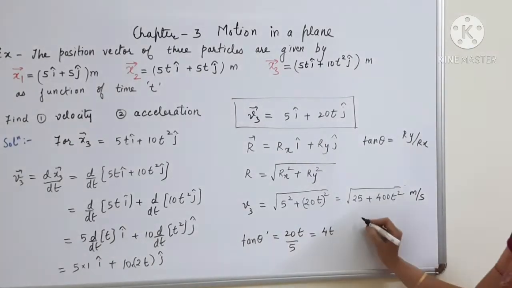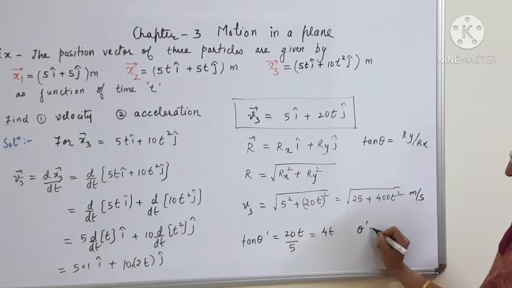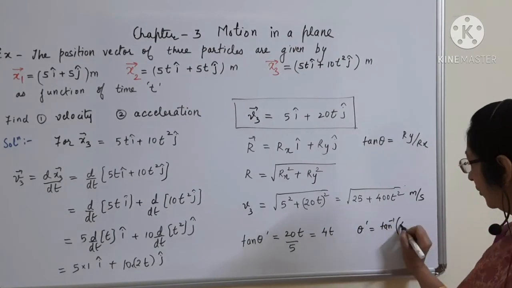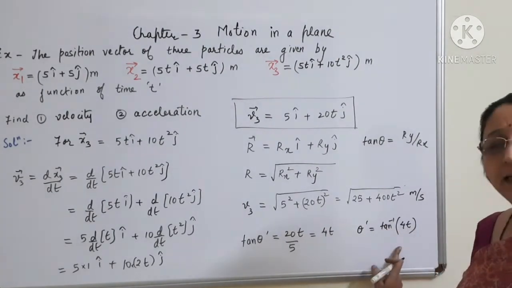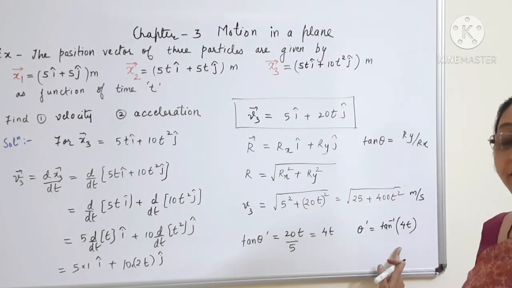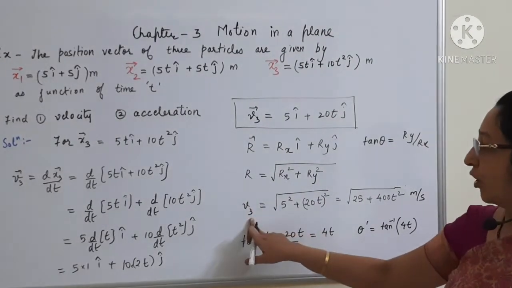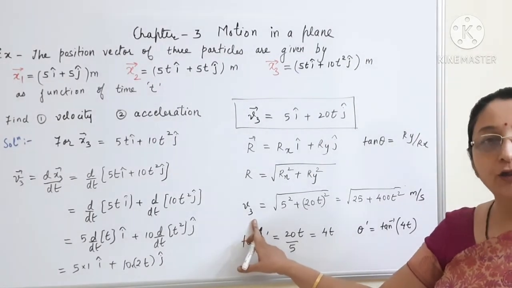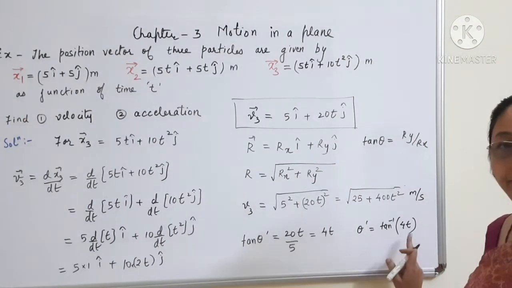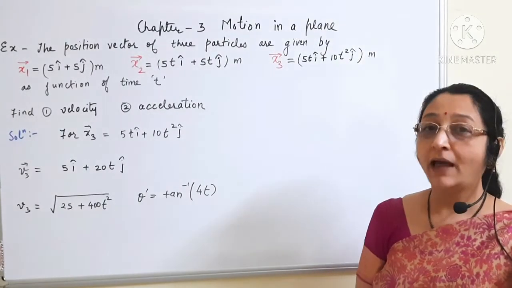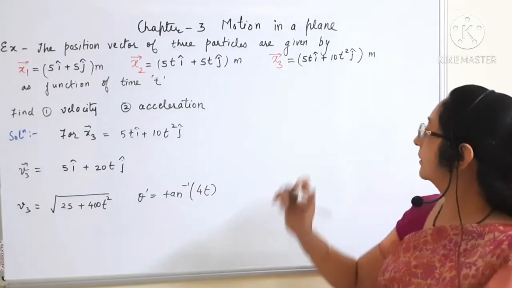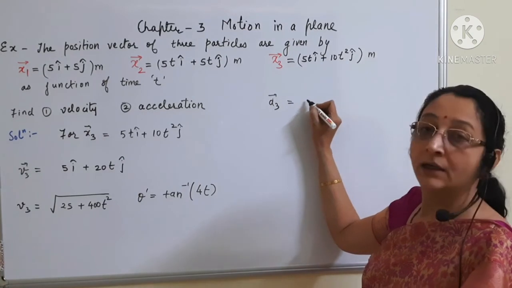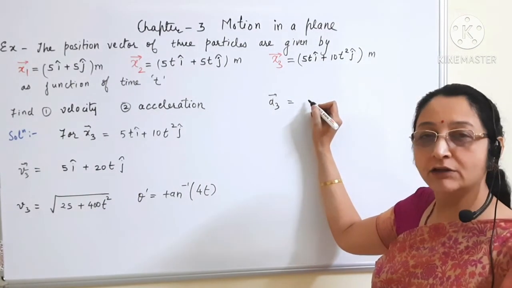So theta can be given by theta dash, आपण कसा लिहू शकतो, theta dash is tan inverse of 4t. असा पण आपण थीटा डॅश लिहू शकतो. So we have found out the direction of the velocity v3 with respect to the horizontal axis or with respect to the x-axis, त्याची ही direction आहे. So now we are going to find the acceleration of the third particle. So a3 is equal to, acceleration is differentiating the velocity with respect to time.